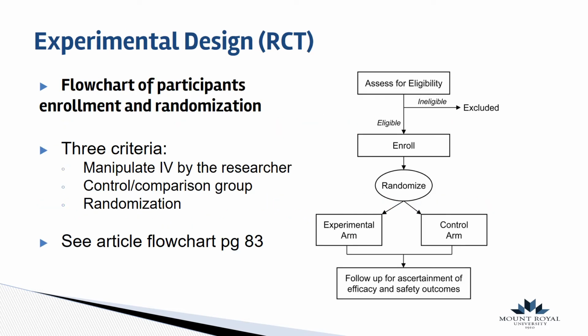So a little picture about the flow of an experimental design. It's a flow chart of participants, enrollment, and their randomization. And often an RCT would provide a little diagram like this. So it really helps to spell out exactly what's happening in the study, how they drew their sample, and how it evolved over the course of the study. So once again, 3 things. We've got the manipulation of the treatment or the intervention by the researcher. We've got a control or comparison group, and we've got a randomized sample.